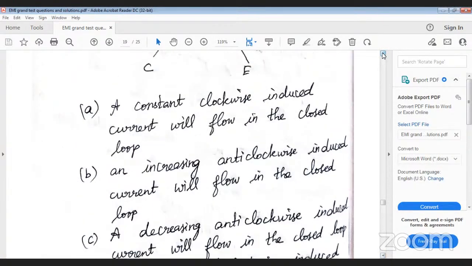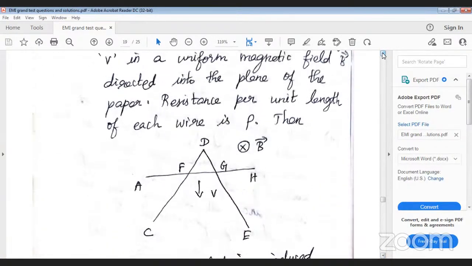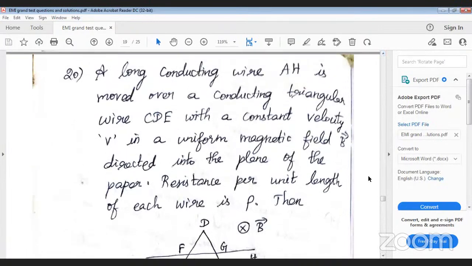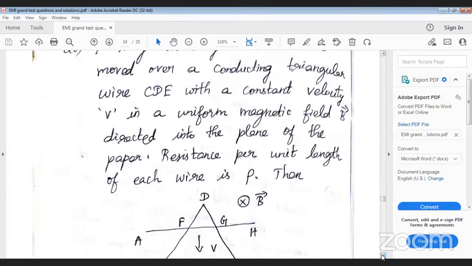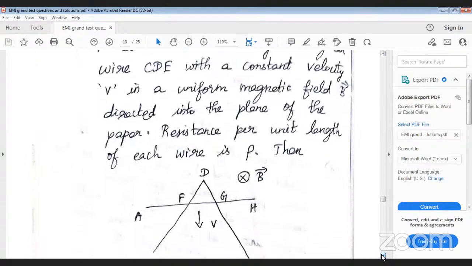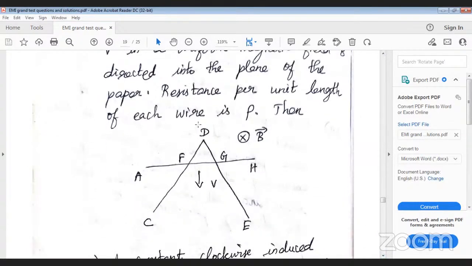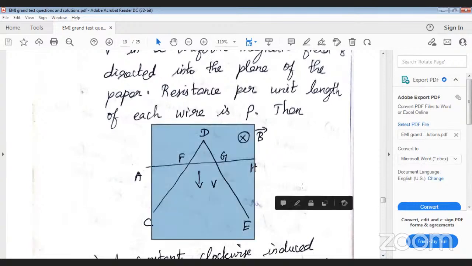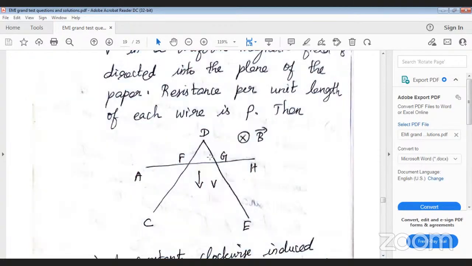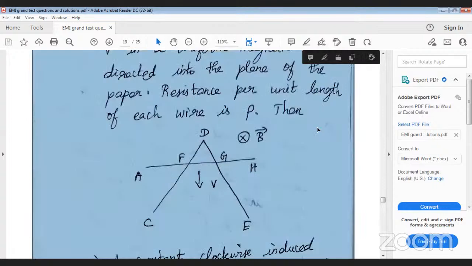Here you see, this is the arrangement. A long conducting wire AH is moved over a conducting triangular wire CDE. So this is the triangular wire CDE. Over this triangular wire, you can see this conducting wire AH is moved, and the resistance per unit length of each wire is rho.